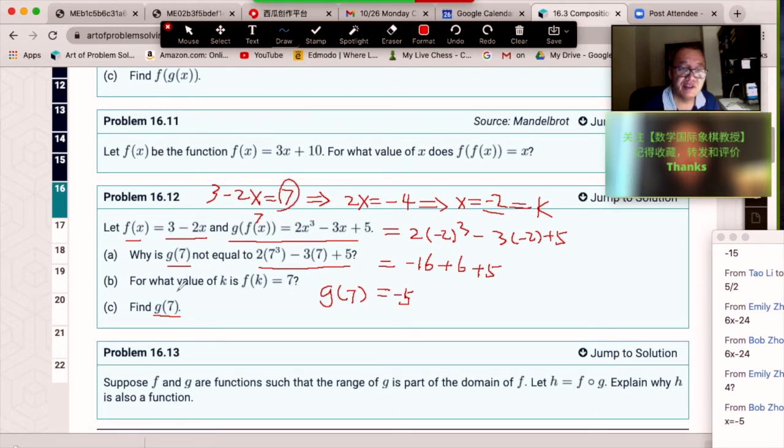So here, now let's see. We are looking for g(7). Right? We are looking for g(7). That means we need to plug in f(x) equals 7. This one equals 7, that means 3 minus 2x equals 7, because f(x) equals 3 minus 2x. So then we solve this equation, we get x equals negative 2. That means we need to plug negative 2 here to find g(7). Okay, so you got g(7) equals negative 5.